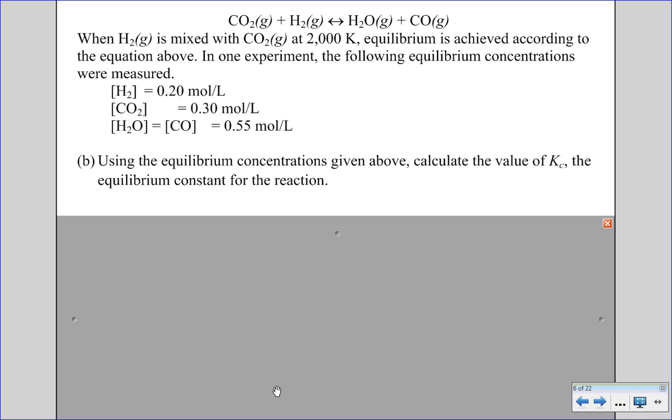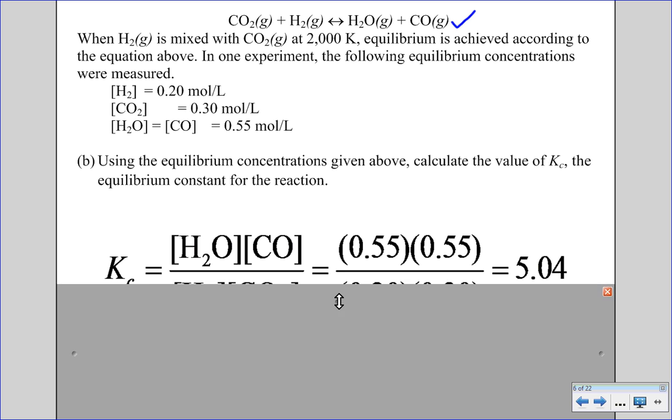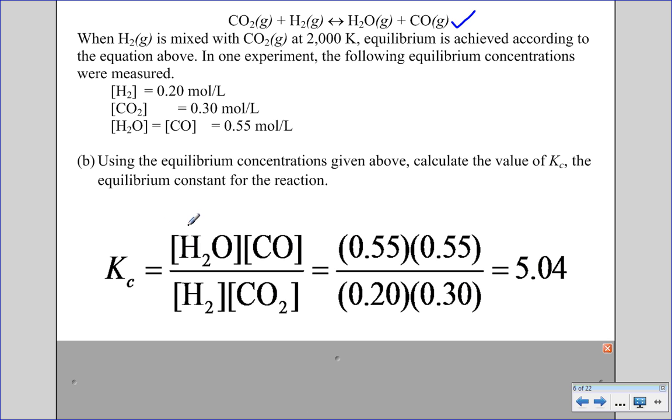Next, you're asked to determine the value of Kc using these concentrations. Well, this should be very straightforward. You can tell from the balanced equation that everything is in a one-to-one relationship. So Kc is just going to be the products on the top and the reactants on the bottom. And we've got all these numbers to plug in. So everybody should get that the equilibrium constant is 5.04.